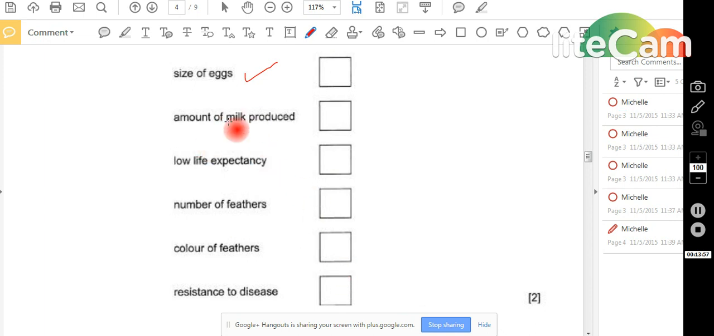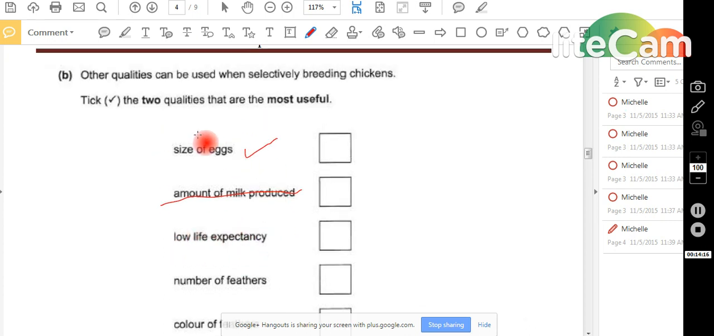Okay, the amount of milk produced, will that have an effect? No, not really. Do chickens produce milk? No. Okay, so no. Low life expectancy. What does this mean? That could have an effect. Okay, but what 2 qualities are most useful? Okay, so then that won't affect it. Most useful, it will be positive in other words. Low life expectancy, they're dying soon.